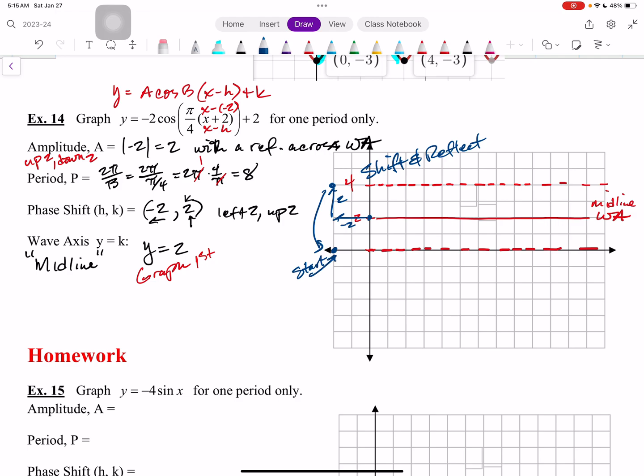Now you move 8 units to the right. From here, count 8 units right from the start point. So let's just count by twos: 2, 4, 6, 8. Mark it. So I end it here.